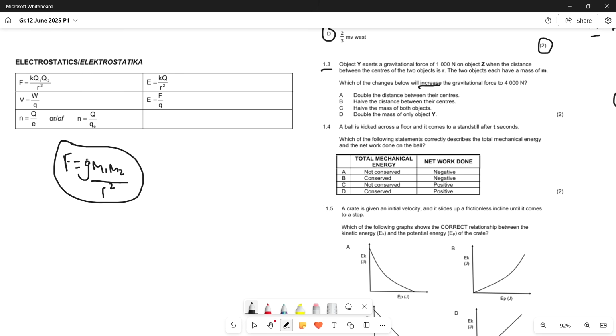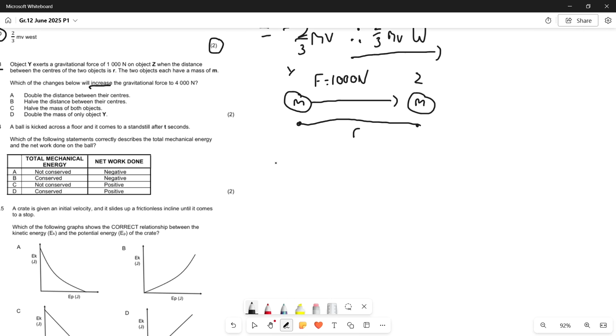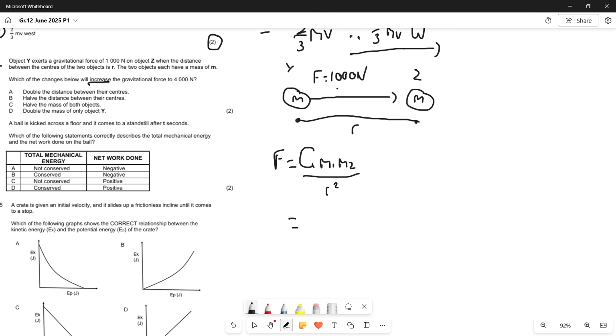The force equals the gravitational constant, that should be a capital G, multiplied by the mass of the two objects over the radius squared. So I'm just going to bring that over here and we can plug it in, and then we can start to interpret what change we can make in order to turn this 1,000 newtons into 4,000 newtons. So at this stage, I'm just going to plug in everything so we can start to interpret. So our force is 1,000 newtons.